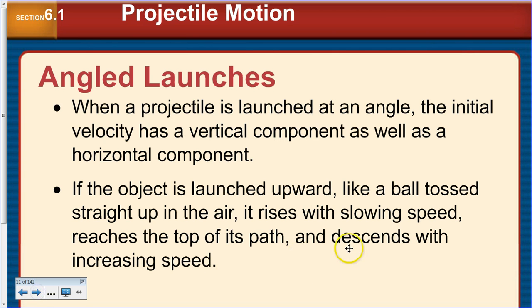Okay, continuing on. Now, how about angled launches? When we're going to launch a projectile at an angle, the initial velocity still has a vertical component, but it also has a horizontal component. So if the object was launched upwards, like a ball tossed straight up in the air, it rises, it slows down, it reaches the top, it then descends, and it starts picking up speed again.